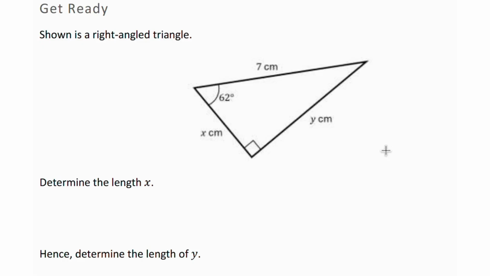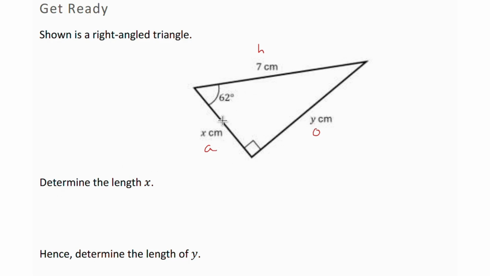Shown is a right-angled triangle. We need to determine the length x. To do this, we're going to use right-angle trigonometry. This is our right angle, then this is our hypotenuse, this is our adjacent, and this is our opposite.